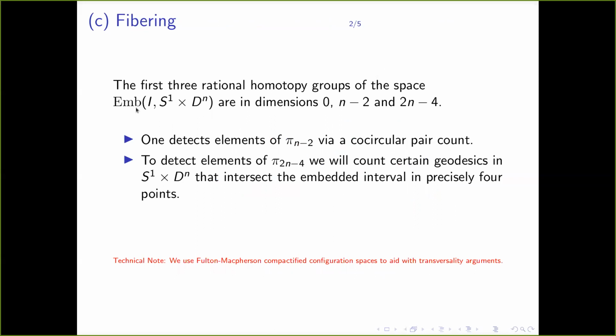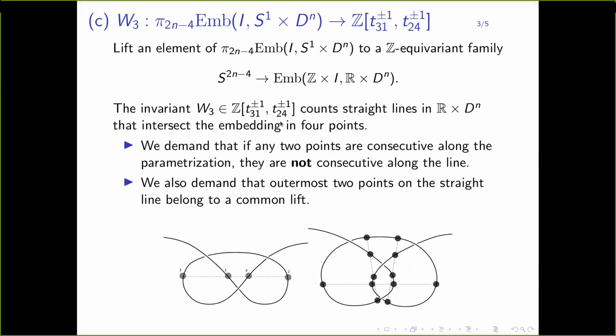The rational homotopy groups of embeddings of an interval in S1 cross Dn, the first is in dimension 0, because it counts path components, since the interval can go around the S1 factor. There's the n minus second homotopy group, and that comes from these double point counts. And then the next rational homotopy group is in dimension 2n minus 4. One of the things we really need to do, David, when I say that I mean David and I, is to compute this group exactly, and we're pretty close to having it rationally right now, and I'll hopefully give you a picture for that.